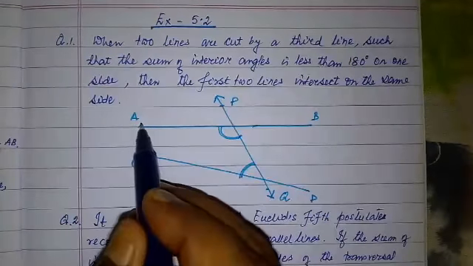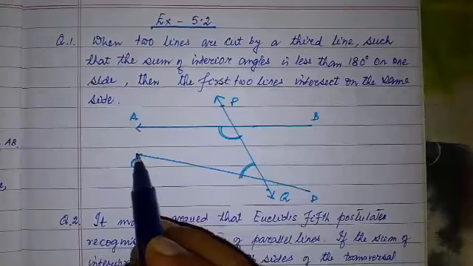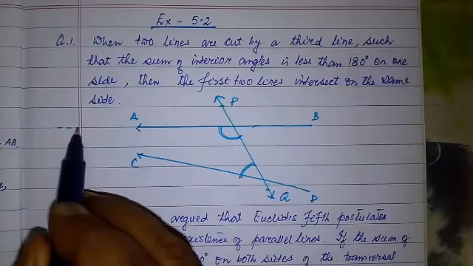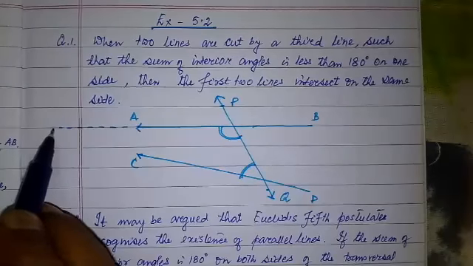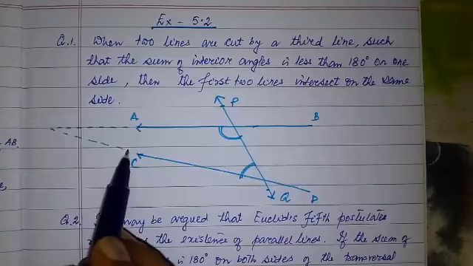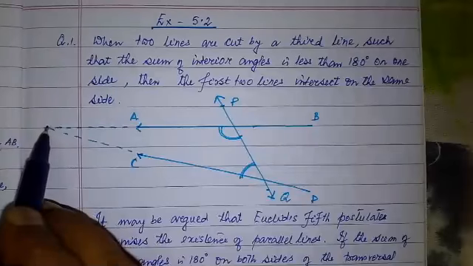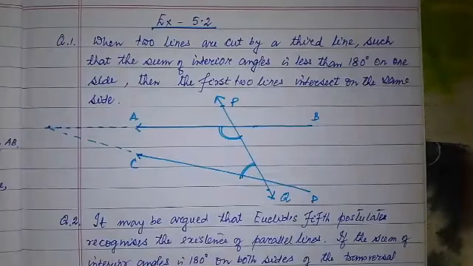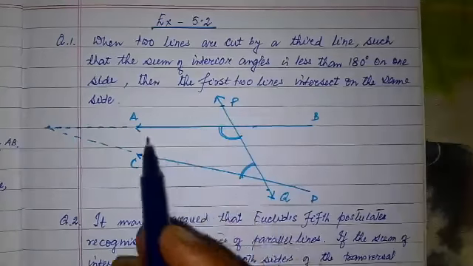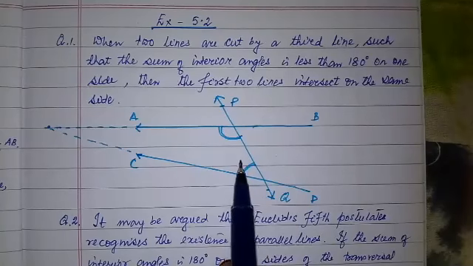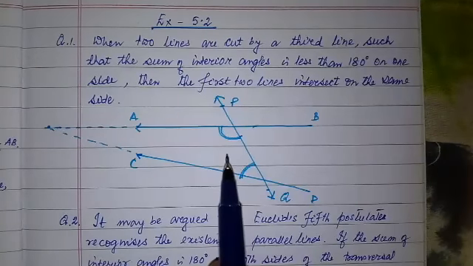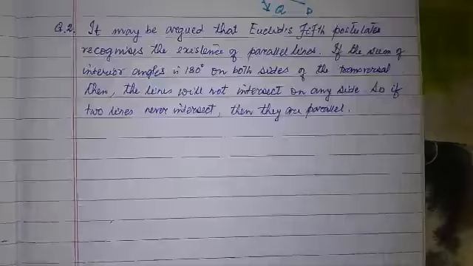It means now if these two lines are extended, produced, they must intersect in this direction, to which side the sum of the interior angles is less than 180 degree. So this is the fifth postulate. If this postulate is stated in this way, it is easier to understand.